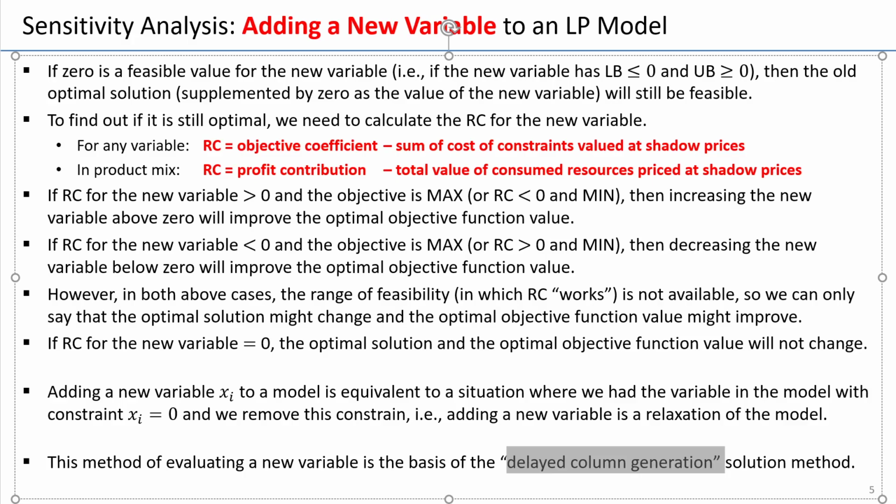This is, of course, not a complete description, but just a link if you are interested. The basis of delayed column generation is actually this method of evaluating potential decision variables that we could add to the problem. So let's consider now an example of adding a new decision variable and evaluating it.